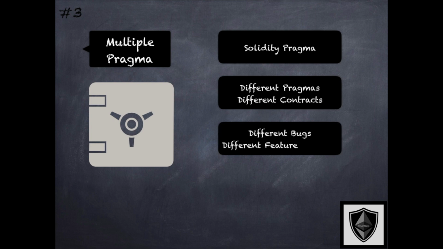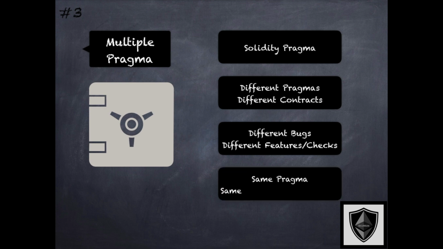And the reason why this is not recommended is because these different compiler versions, like we just discussed, can have different bugs, different bug fixes, different features, and even different security checks across the versions. And this will result in different components of the application having different security properties, which is not desirable.